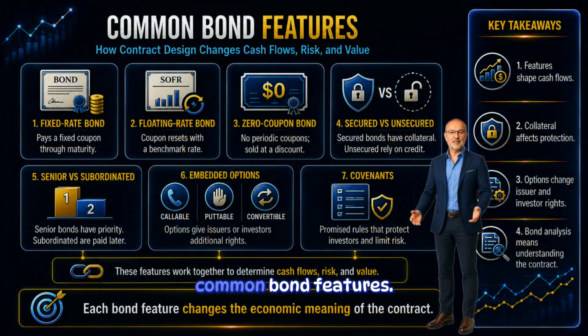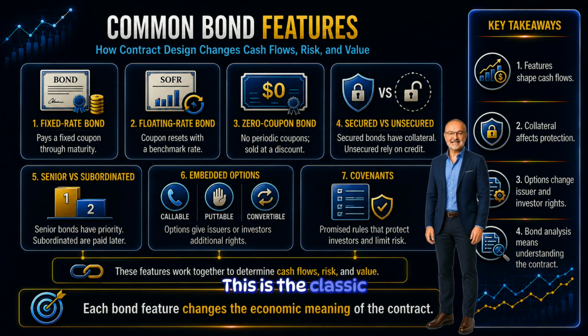Now let's look at common bond features. A fixed-rate bond pays coupons based on a stated coupon rate. This is the classic bond structure most students learned first. The coupon is set by contract, so the bond's price adjusts when market-required returns change. A floating-rate bond is different. Its coupon resets according to a reference rate or index, subject to the bond's contract. This can reduce some interest rate sensitivity, but it introduces other details that must be understood.